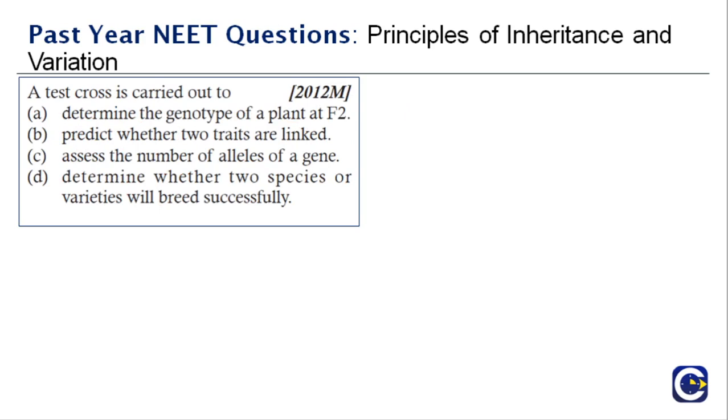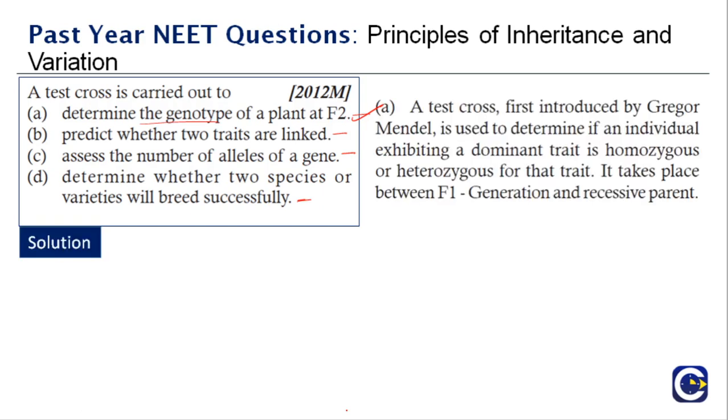A test cross is carried out to determine the genotype of a plant at F2, predict whether two traits are linked, assess the number of alleles in a gene, or determine whether two species or varieties will breed successfully. So we all know what the answer is. A test cross is carried out to determine the genotype of a plant at F2.